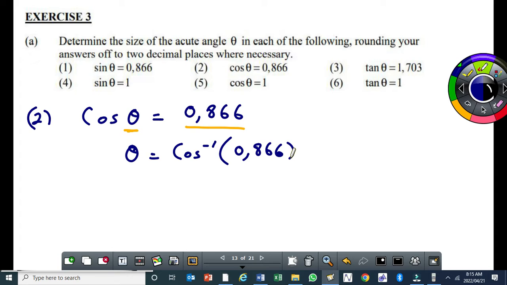So from the first step, cos theta equal to 0.866, because we want to calculate the size of theta, we remove the cos on the left, we take it to the right, and it becomes cos of -1, or you can call it shift cos, or you can call it arc cos. Then we are left with theta only on the left. This is new to you. You have never done this before, so be aware of this. Then we use the calculator.